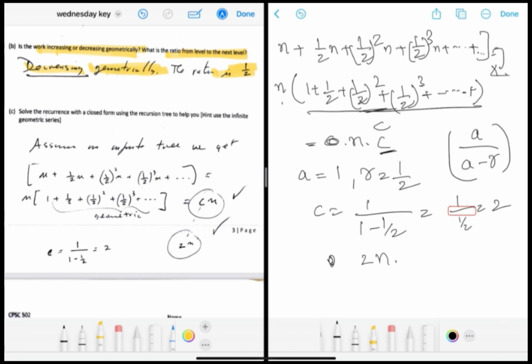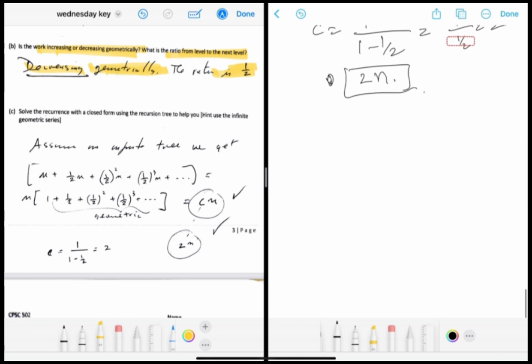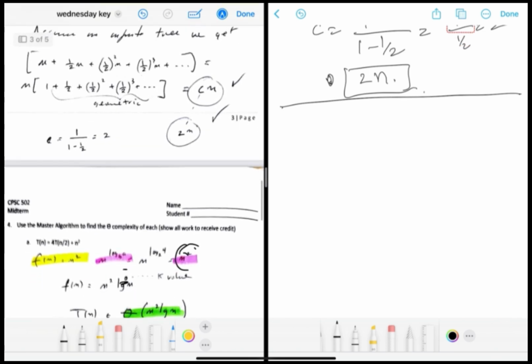So the closed form for the recurrence tree is 2n. That is the answer for the C. That's all for the third question, and then we'll move on to the fourth question.